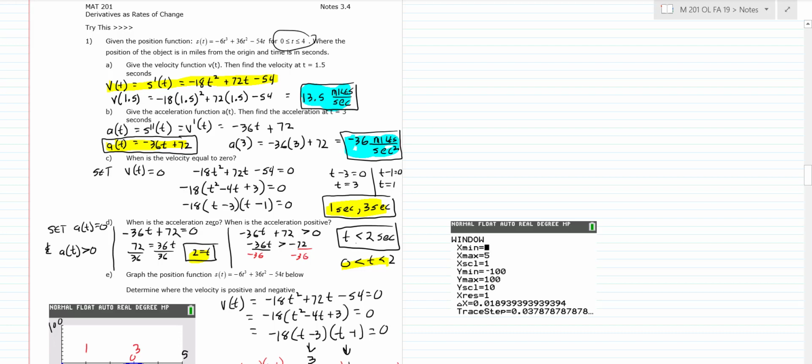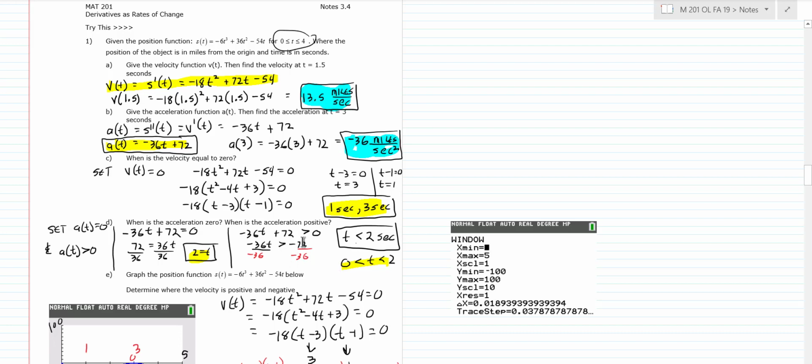Then the next question, when is the acceleration 0? Well, you take the acceleration function, negative 36t plus 72, set that to 0, solve the equation, you get 2 seconds. So that's when the acceleration is 0. And then, when is the acceleration positive? Well, you solve an inequality. So I did this, and notice when I solve this, since I divided by a negative, the greater than has to switch to less than. So between 0 and 2 seconds, not just less than 2, because we can't have negative time. Between 0 and 2 seconds, that's when the acceleration is positive. Okay? So that's what's happening there.